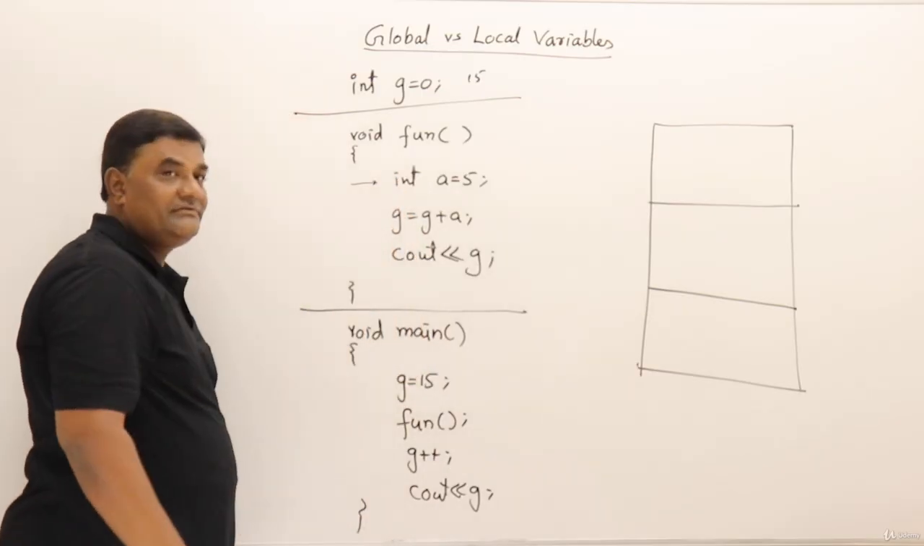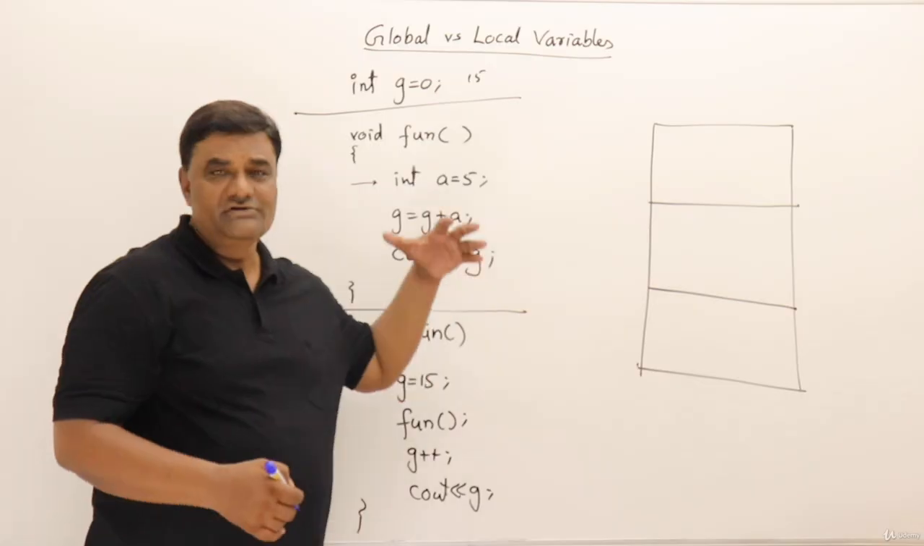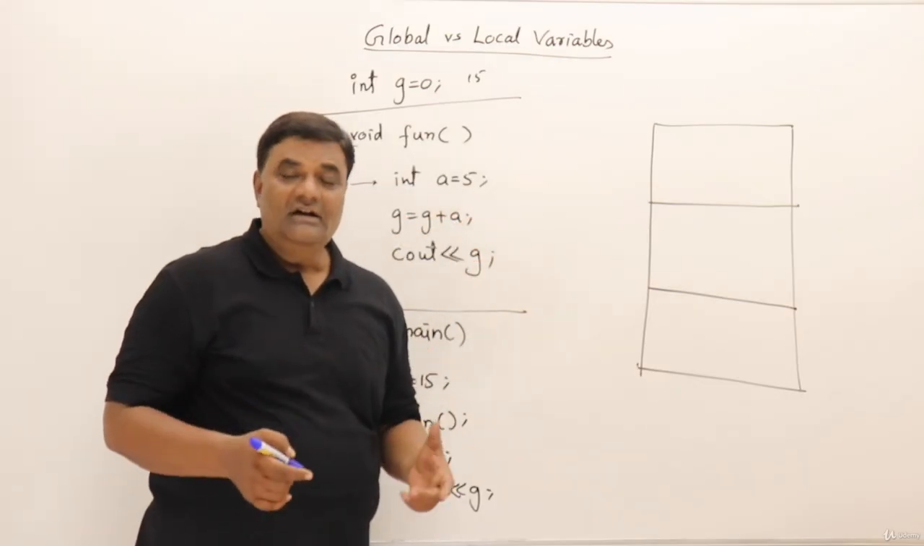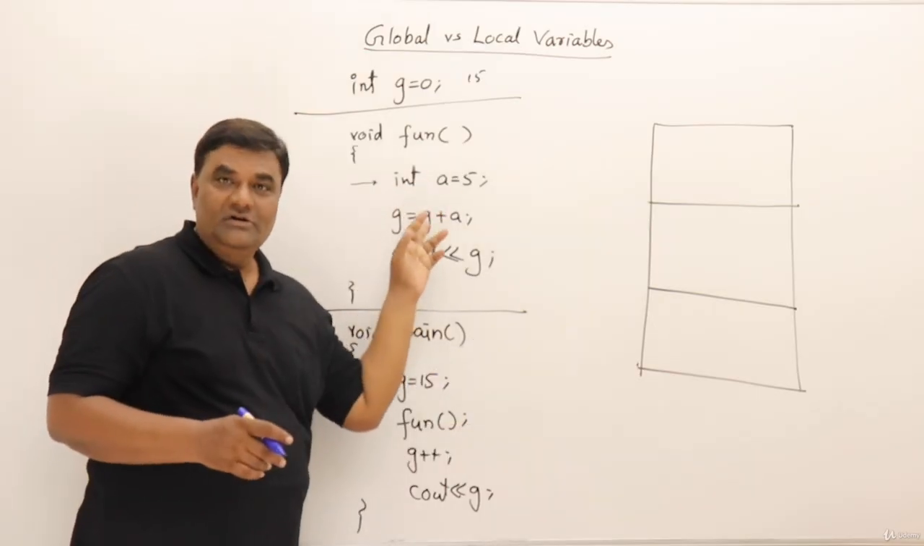This belongs to function fun, and it is a local variable. So we already know about them, that those variables are allocated in the main memory whenever the function is called, and deallocated whenever the function terminates. So this variable is local to a function.